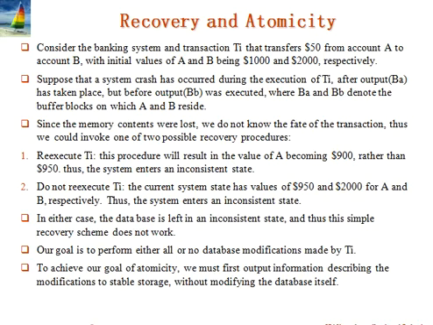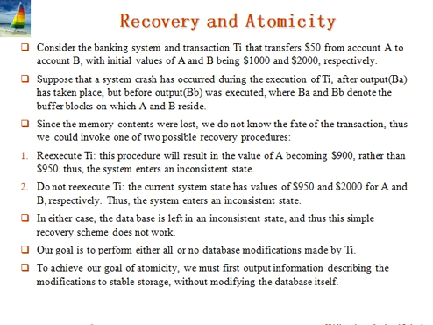Yes, students, now I am going to explain recovery and atomicity from the recovery management system chapter. Here we are taking a transaction from the banking system. Consider the banking system and transaction TI that transfers $50 from account A to account B. The initial values of accounts A and B are $1000 and $2000 respectively.